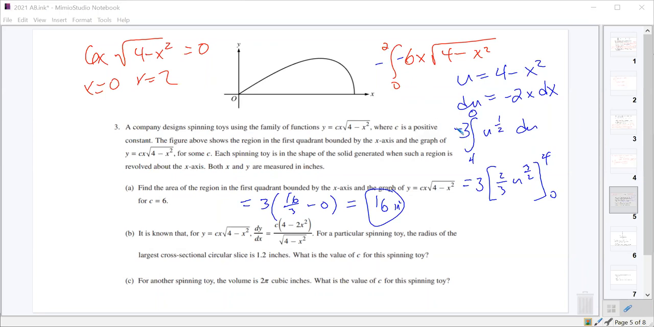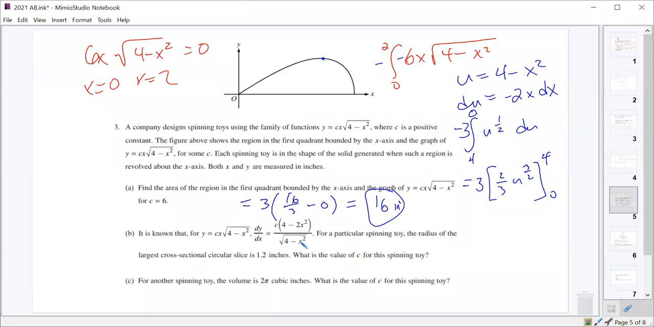All right, part B. Tom's favorite part of this problem about the spinning toys that are not necessarily tops. It says that the largest cross-sectional circular slice is 1.2 inches. So the largest cross-sectional circle should come when that function is at a maximum, right? That would make sense, right? The largest slice would come when the function is at a maximum, somewhere up here. So we need to figure out where that maximum occurs.